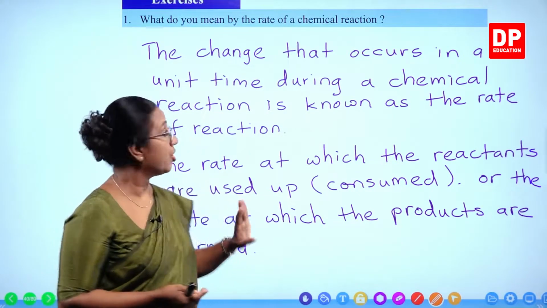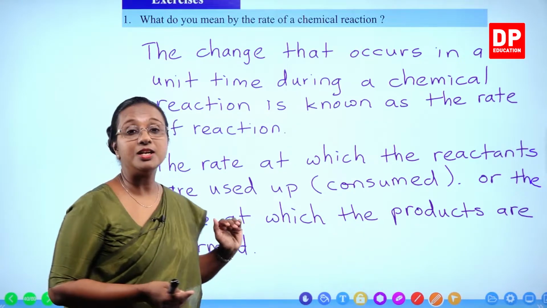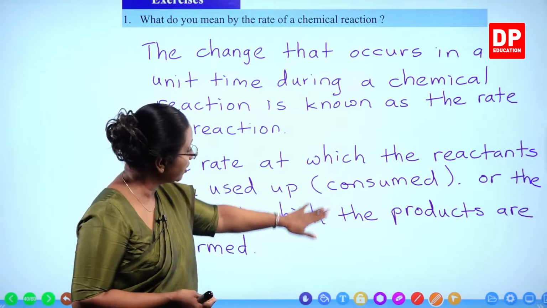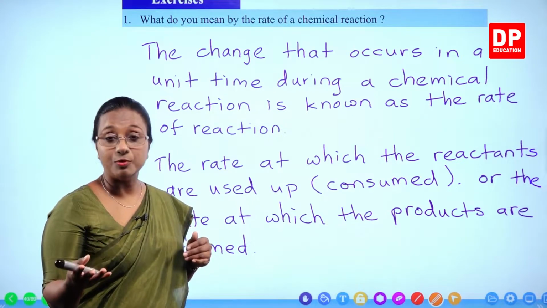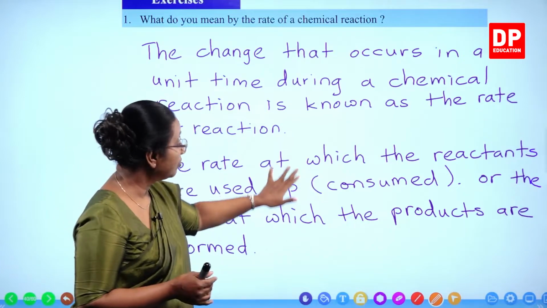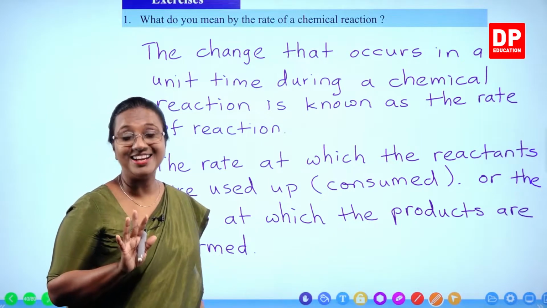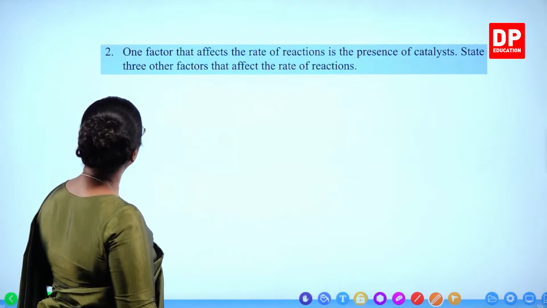Is that clear to you all? So what do you mean by the rate of a chemical reaction? This is what you can write. You can either just give this explanation or you can write the second one. I have written both to make it more clear to you all. If they ask you for the equation, you can give this in the equation form. I am sure you all can do that. So then, we will move on to the next question.